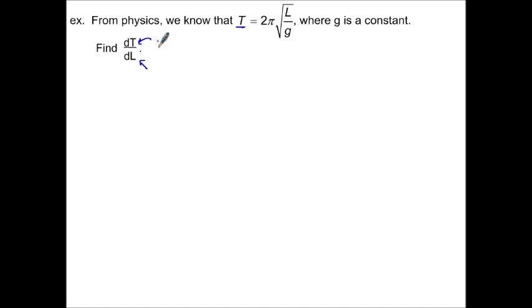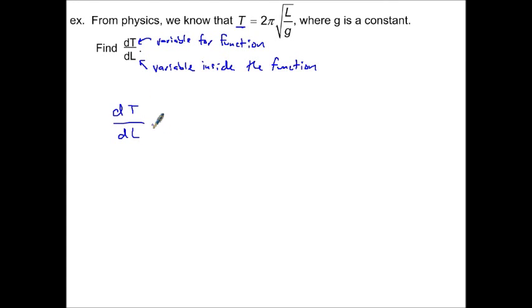This is the variable for your function. In this case, our function is T. And then this is the variable inside the function, if you will. Okay, if that helps, great. But whatever the case, I'm trying to find dT dL. Alright, so again, basically what we're doing is thinking of all these things as constants except for the L.